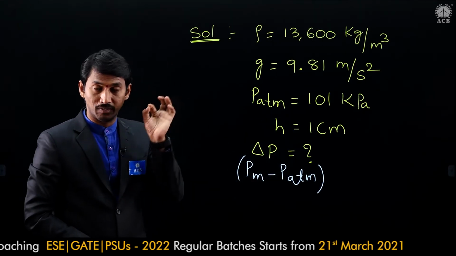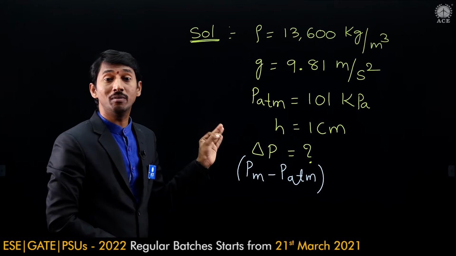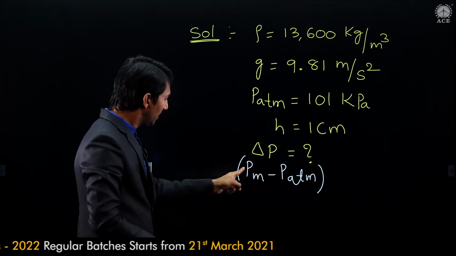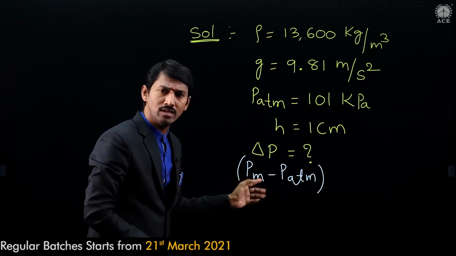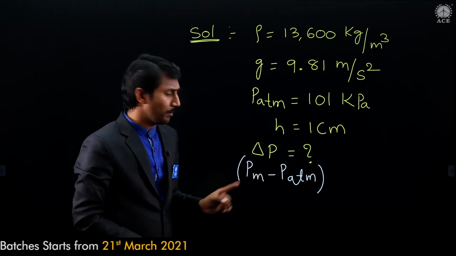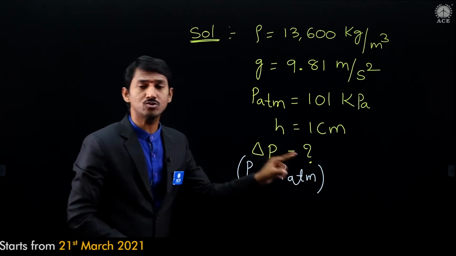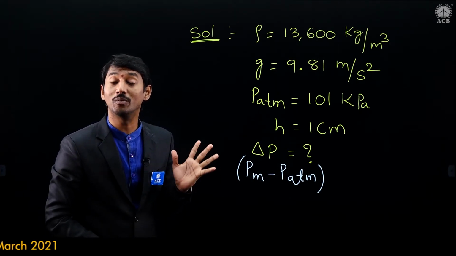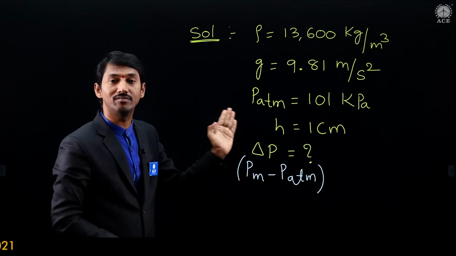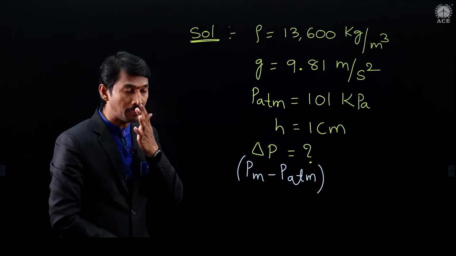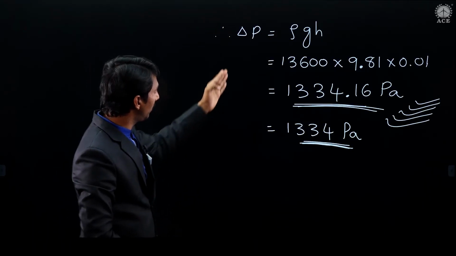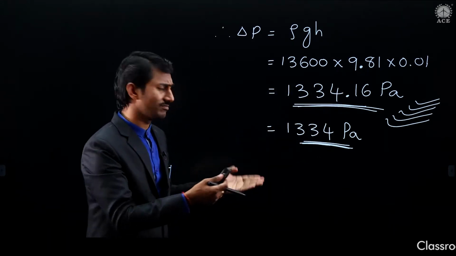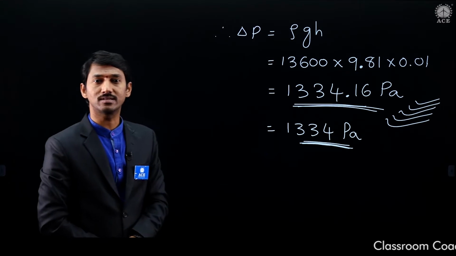So that's why be clear with the numerical answer type questions. What he is asking. Suppose if you are calculating PM value, that is also in Pascal. PM minus PATM is also in Pascal only. There you will be getting confusion because options are not given, numerical answer type. That's why be clear with the given data. So according to the given data, what we have to calculate? Delta P. So the answer is 1334.16 or integer 1334 Pascal.